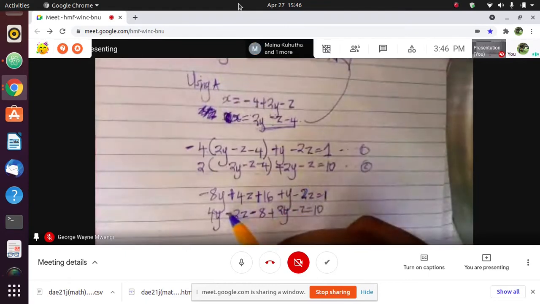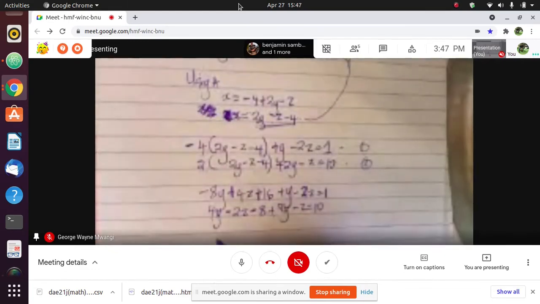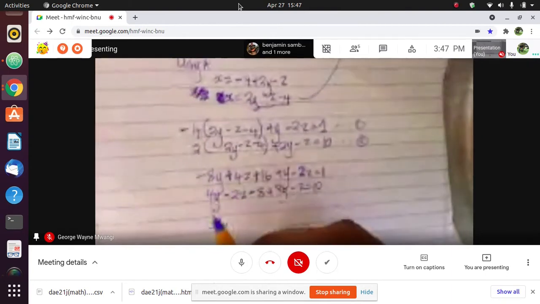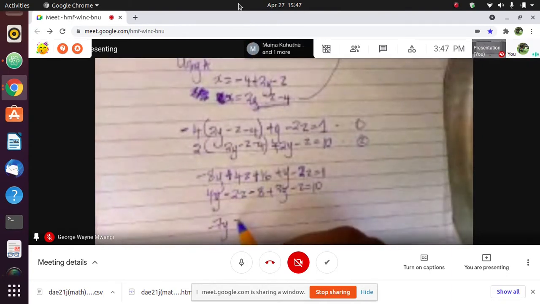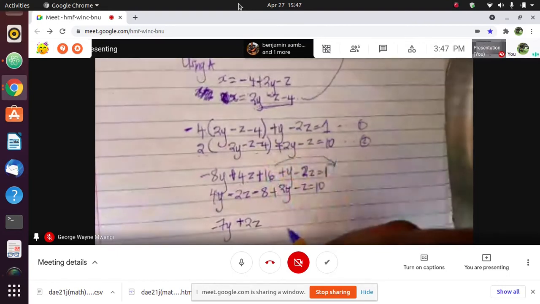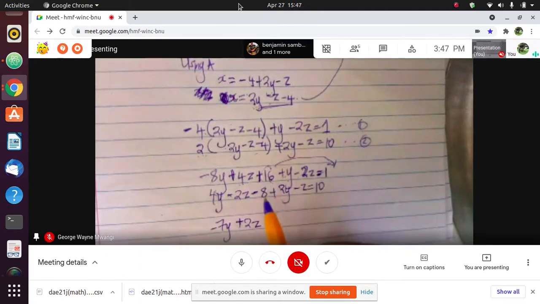Let us collect the like terms together. So minus 8y plus y becomes minus 7y. Plus 4z minus 2z becomes plus 2z. Now plus 16, being a constant, we'll take it to the other side, but being positive, when we move it to the other side of the equal sign it becomes negative. So 1 minus 16 becomes minus 15.